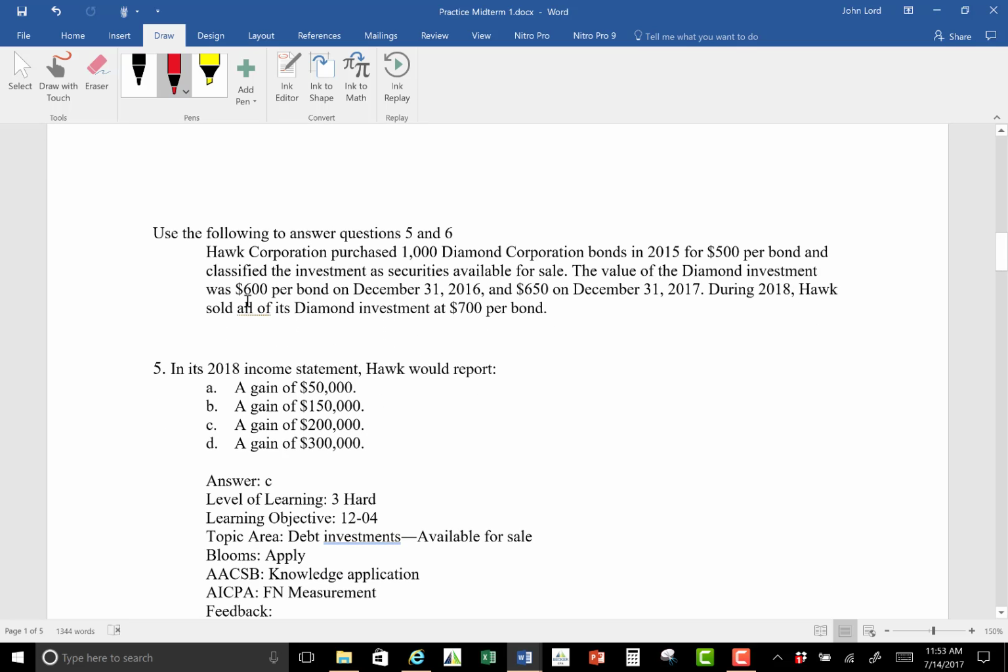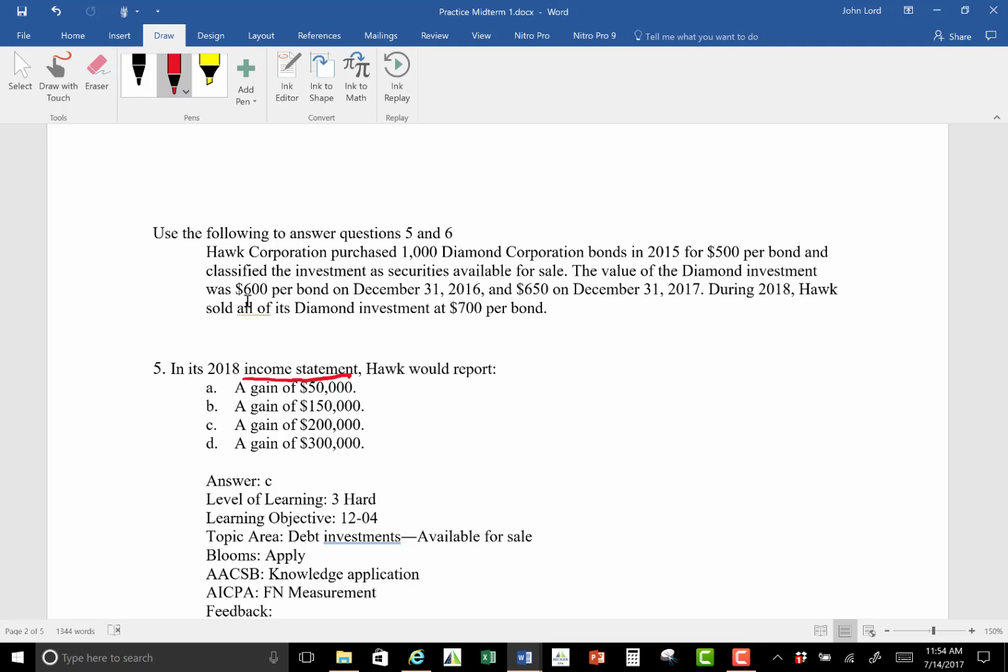answer 5 and 6. And so we have this: we purchased 1,000 Diamond Corporation bonds for $500 per bond and classified the investment as available for sale. The value of the Diamond investment was $600 per bond on December 31st, 2016. We bought it in 2015, and $650 on December 31st, 2017. And we say during 2018, Hawk sold all of its Diamond investment at $700. And they want to know what's the impact on the income statement, right?